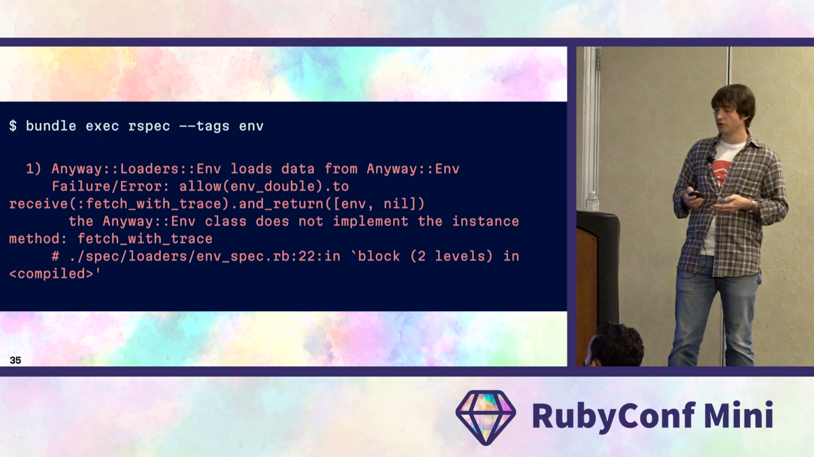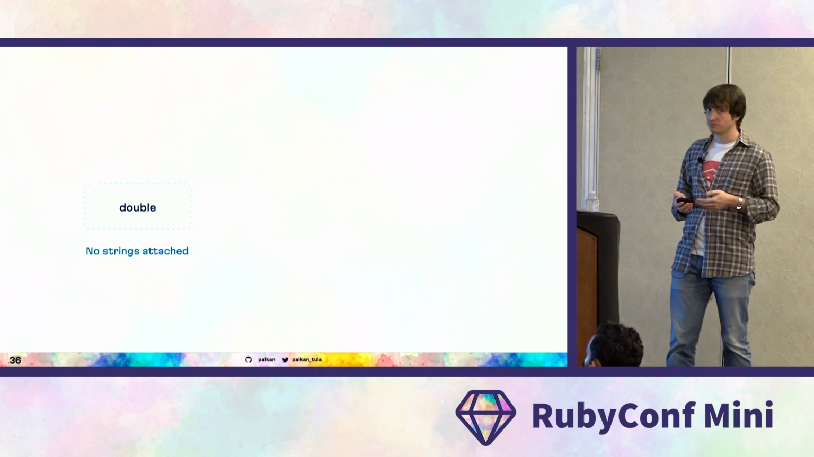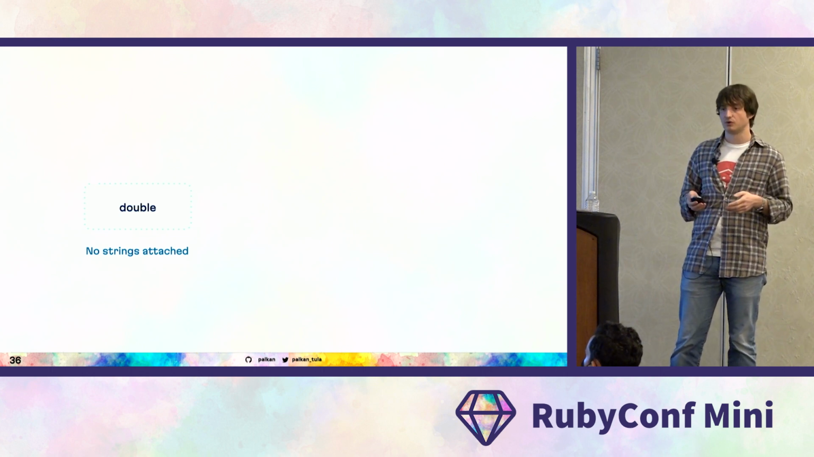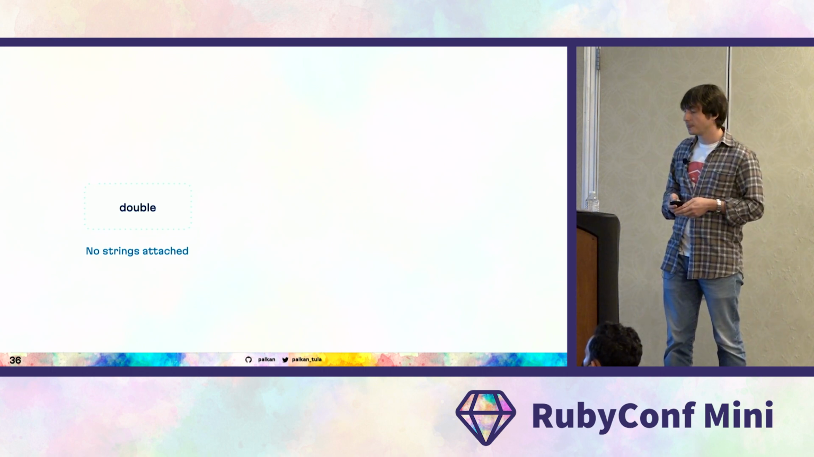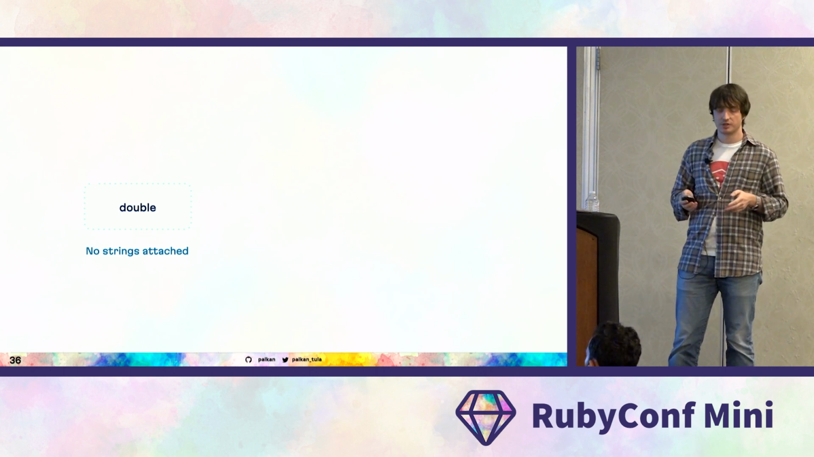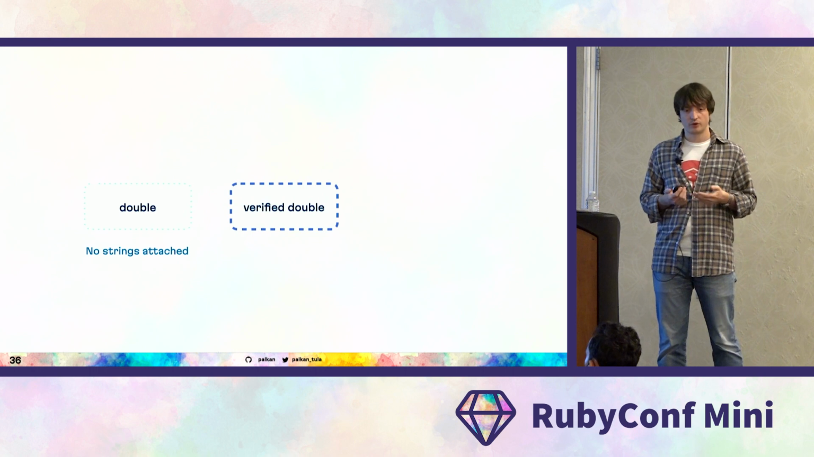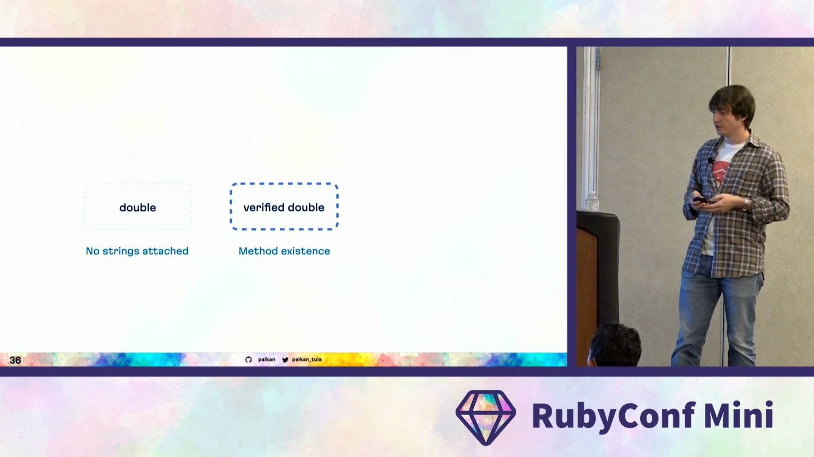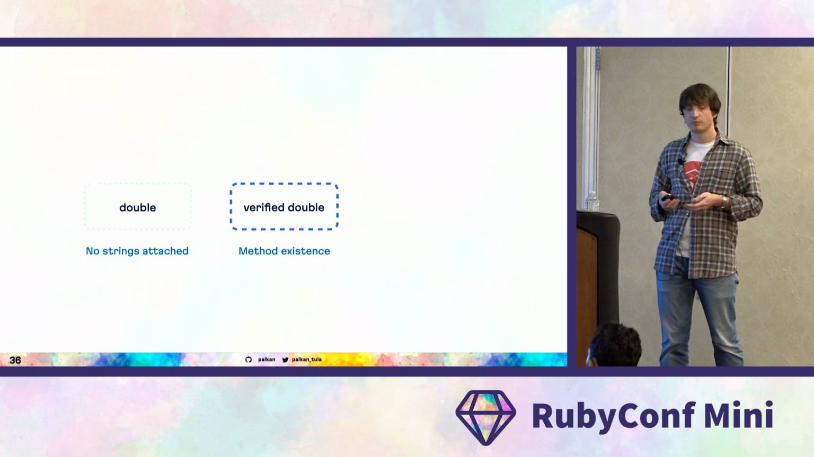We already have it in RSpec, and Minitest checks for method presence by default when you're using stub as well. So we have different types of doubles. We have just a simple double with no commitments, and we have verified doubles. That's a term from RSpec. An instance double, for example, checks for method existence.